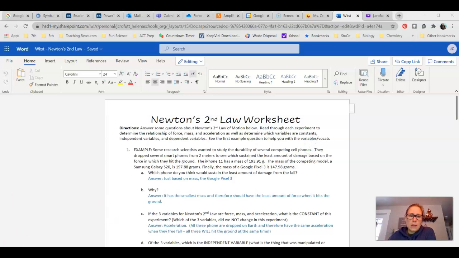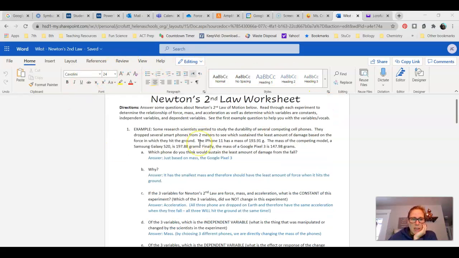Today you guys will be doing the Newton's second law worksheet. Some of you may have already done the Newton's second law mini labs, which is great. It's very similar to the mini labs. Those of you who haven't done those yet will be doing them in class later this week, and this will help you get ready for that.